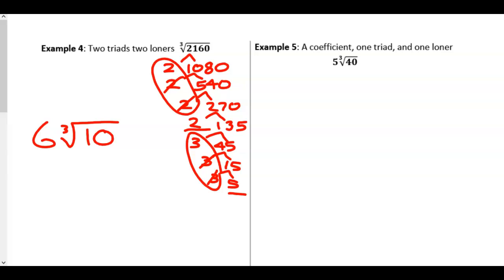All right, now, example 5. How's this different? What do you see out front? You can't see it if you're looking at your phone. So what's out front here? What's the word for it? Coefficient 5. So I circle it because I think of it as like it's already a pair outside. 5 is already outside. Now let's break down 40. 2 times 20. 2 times 10.